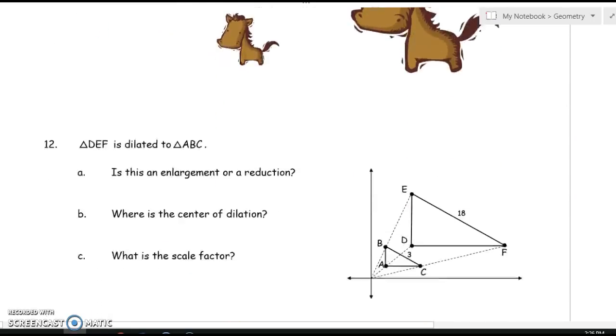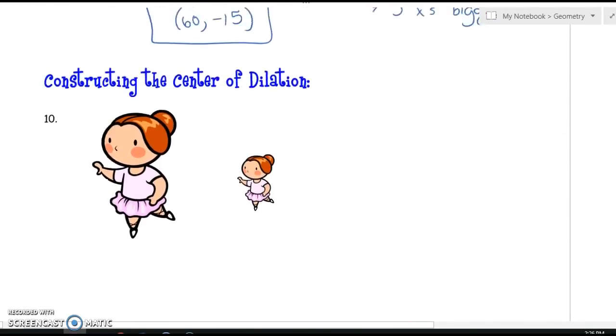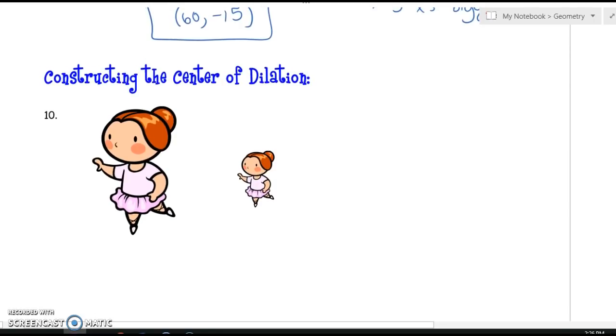This last part is, the next two problems are constructing the center of dilation. All right, you're going to need some kind of a straight edge. I have a bin of rulers that you're more than welcome to use.